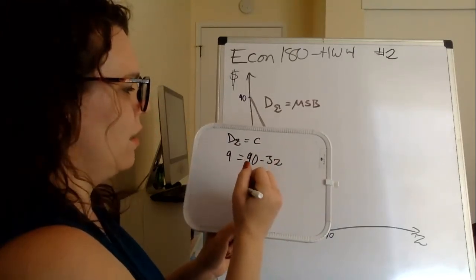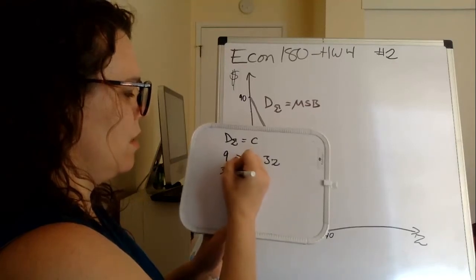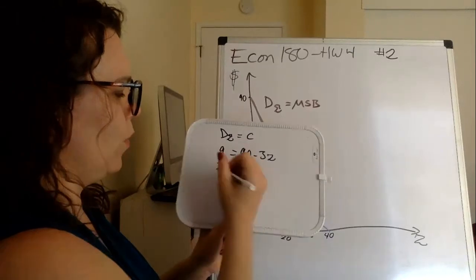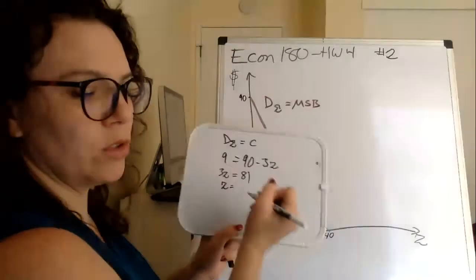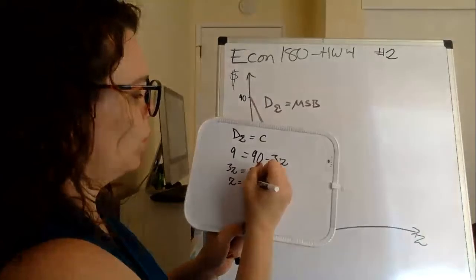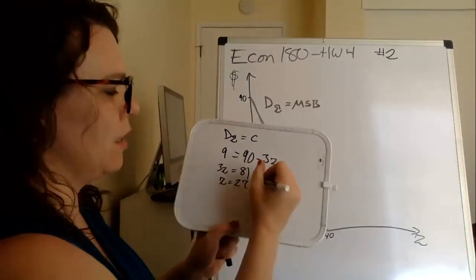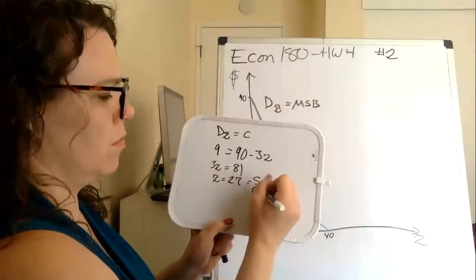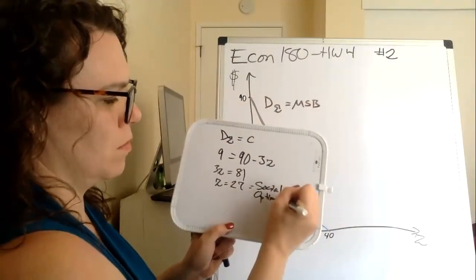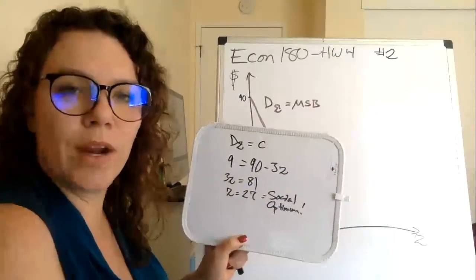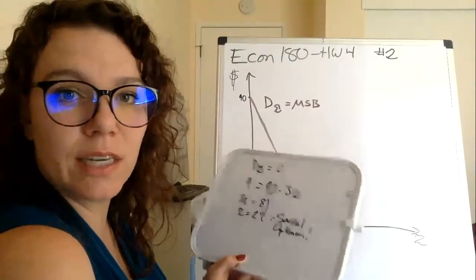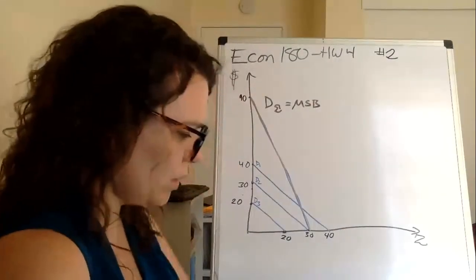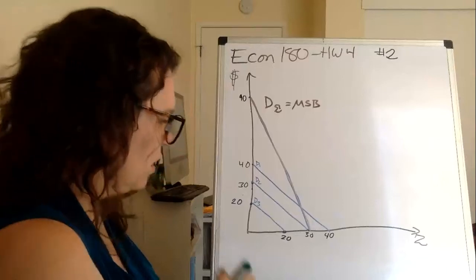We can add 3z to both sides and subtract 9 from both sides. And we get 3z equal to 81, or z is equal to 81 divided by 3, or 27. And so that's going to be our social optimum. Yay! So that's where our equilibrium park size is going to be, or our socially optimal park size is going to be.